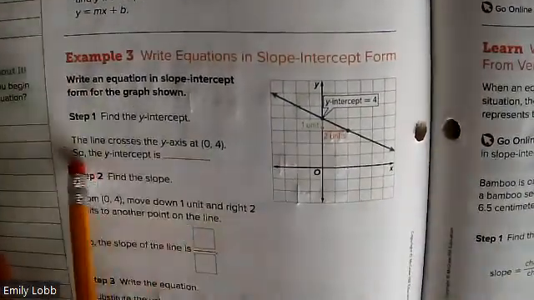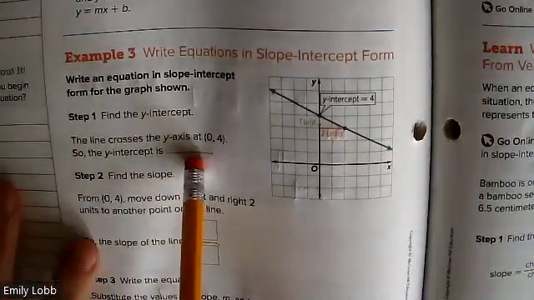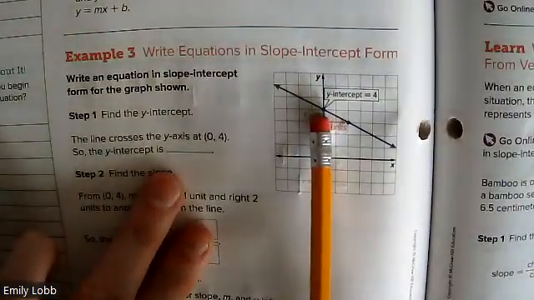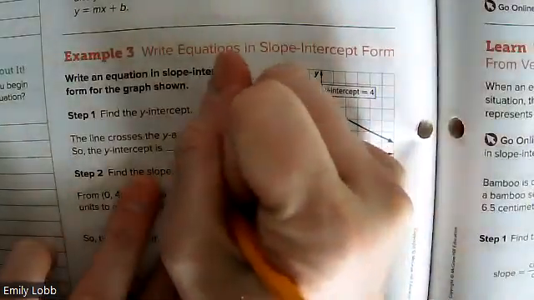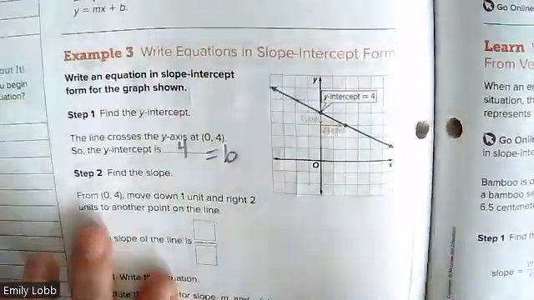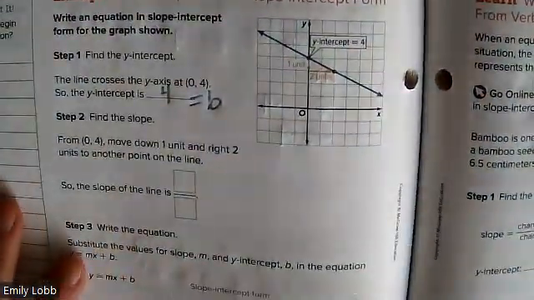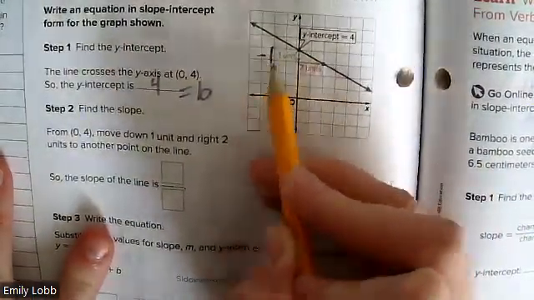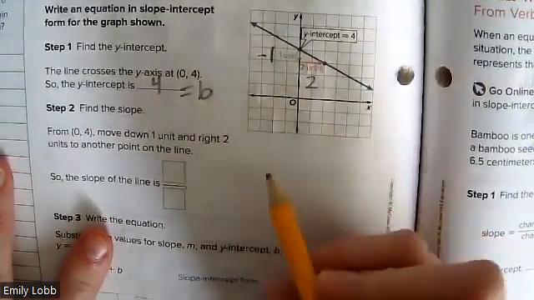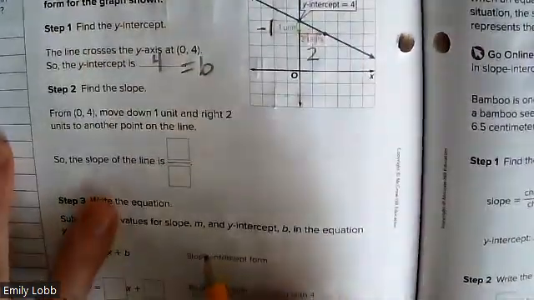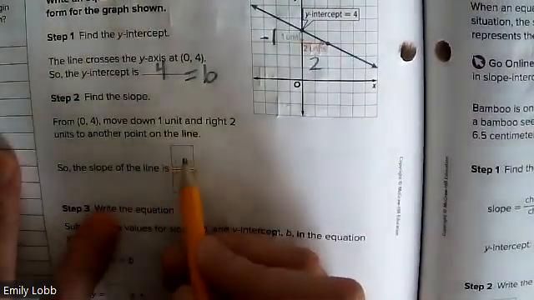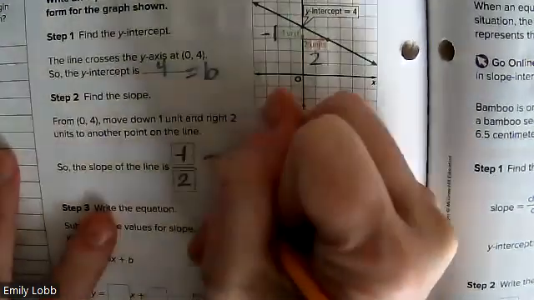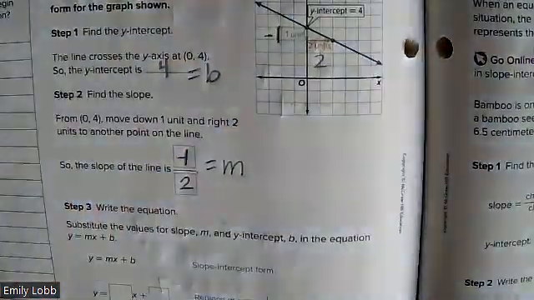So find the y-intercept. The line crosses the y-axis at (0, 4). So the y-intercept is what? 4. Our y-intercept, remember, is also equal to b. Find the slope. So they drew this triangle for us. It's going down 1 unit, so that's -1, and over 2 units. So the slope of the line is down 1, so -1, and right 2, that's +2. This is our slope, or m.